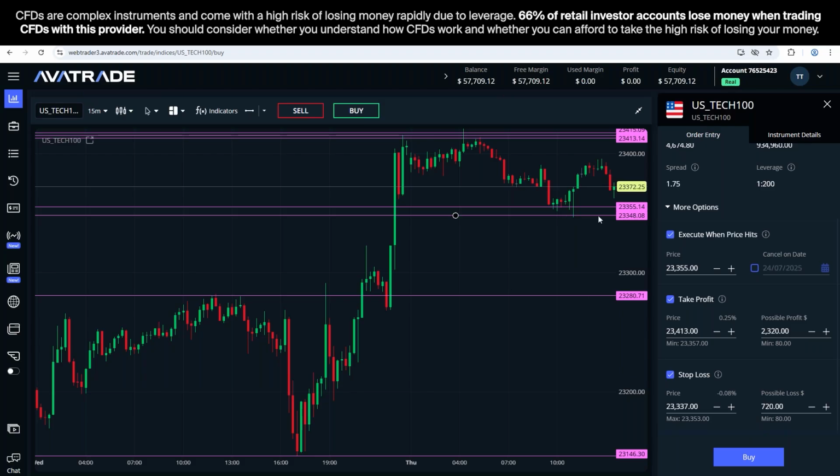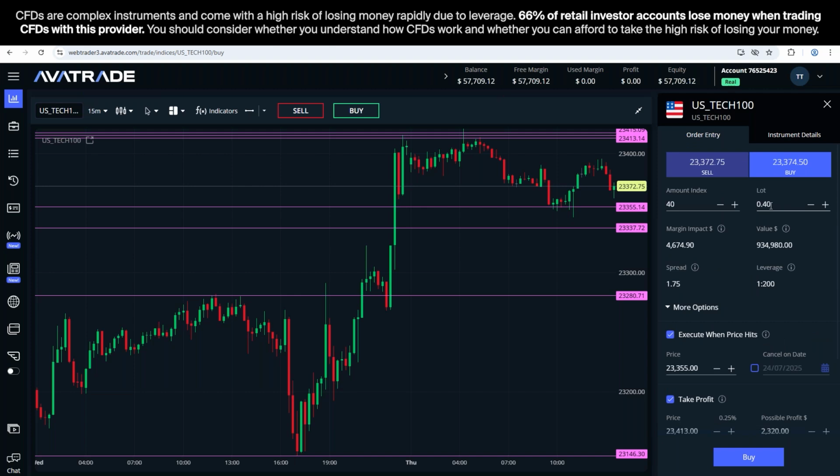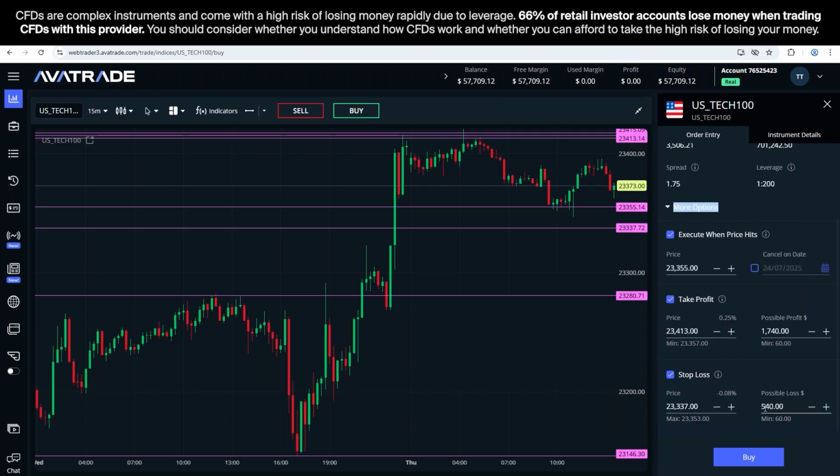Okay, so if this is the setup you like, then 23,337 stop loss is right about there. And now I just need to adjust my trade size. Maybe I don't want to risk 720. Maybe I want to risk 500 per trade or 100, whatever that is for you. So if I want to risk about, say, 1% of my balance, so 577, I need to have a smaller trade. 0.3, I'm risking 540, which is less than 1% of my balance. Maybe I'm comfortable with that, and that would make me over 1,700 if I was successful. So if I like that setup, then I'm good to go.